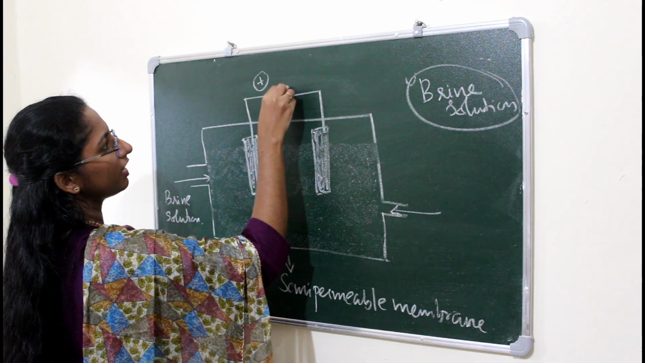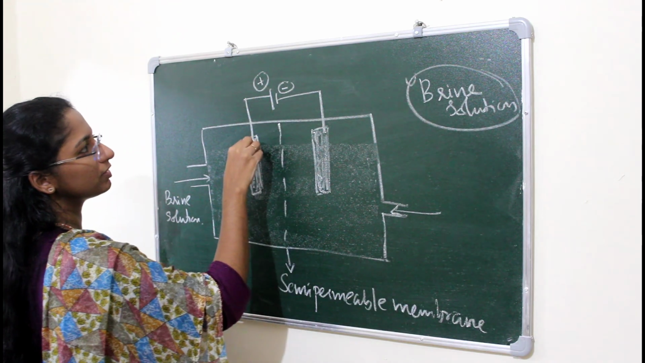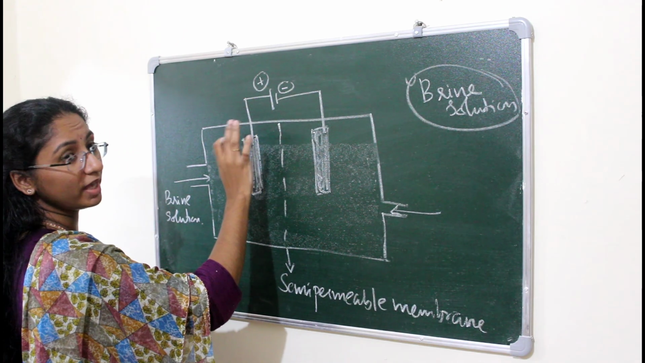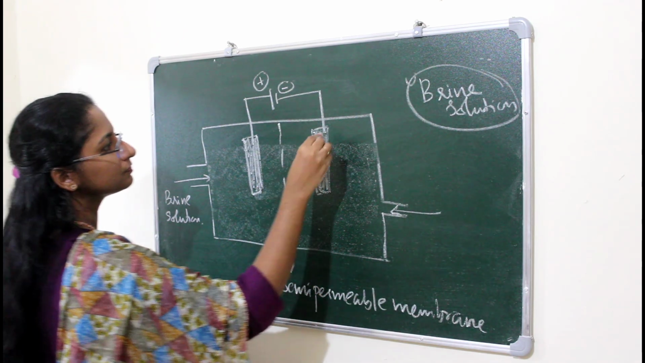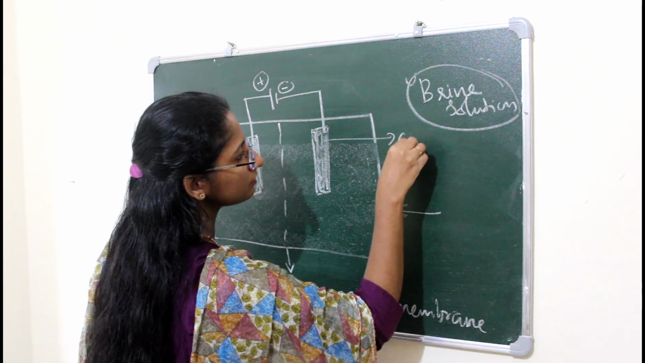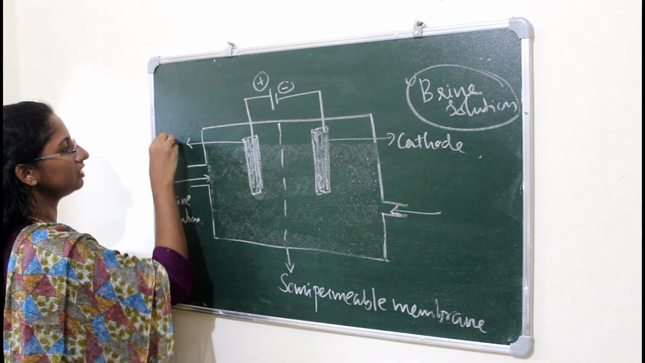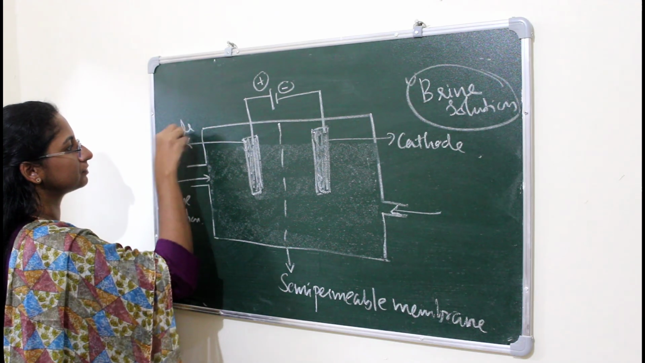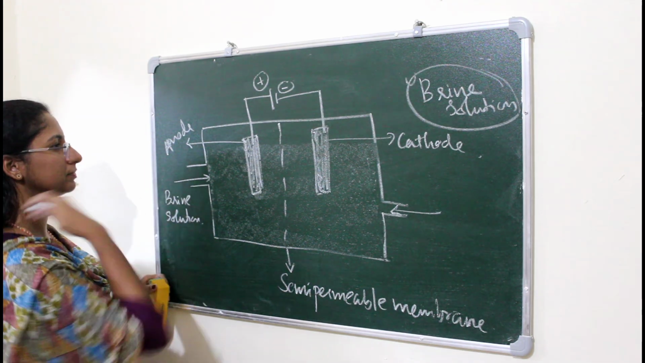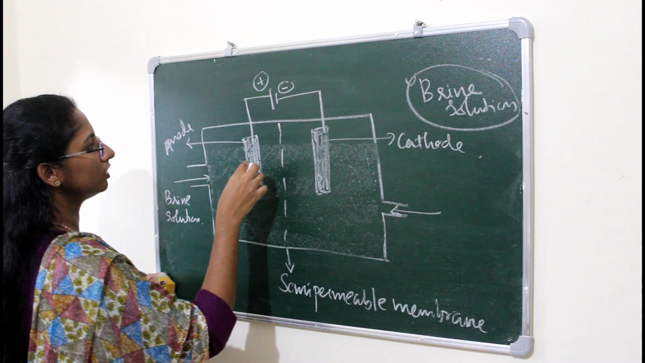This is positive and this is negative. Okay, so this one will be cathode, this one will be anode, and this one will be cathode. Cathode. This one will be anode.